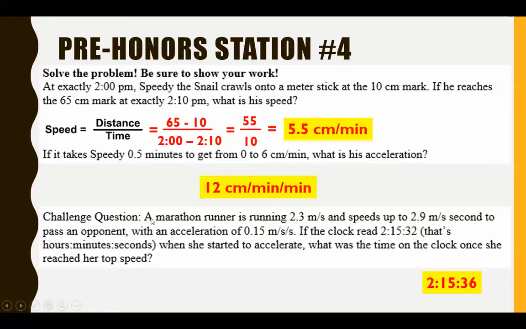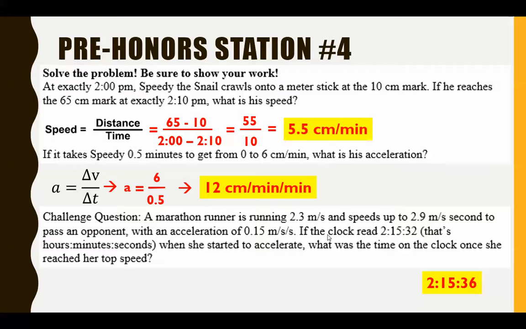In the second one, we want to know what his acceleration is, so we're going to use our acceleration equation. And we know that he can go from 0 to 6, that's the change in velocity of 6, and it takes a half a minute, so 0.5 minutes. And then we get a kind of a funky unit for the acceleration, but it's 12 centimeters per minute. That's his velocity, centimeters every minute. And he can change that velocity every minute. So that's where we get centimeters per minute per minute.